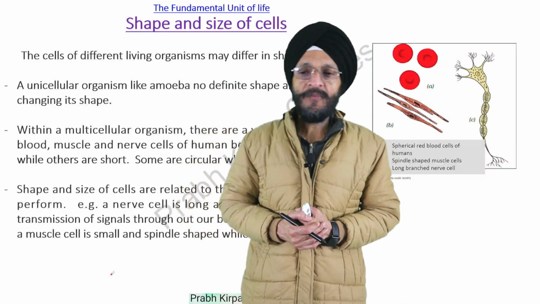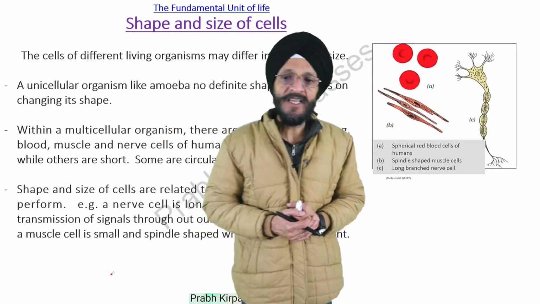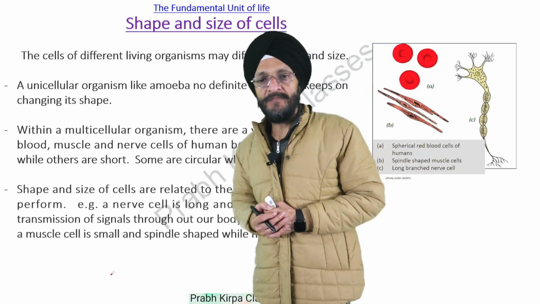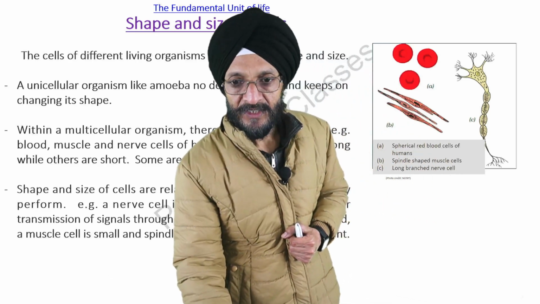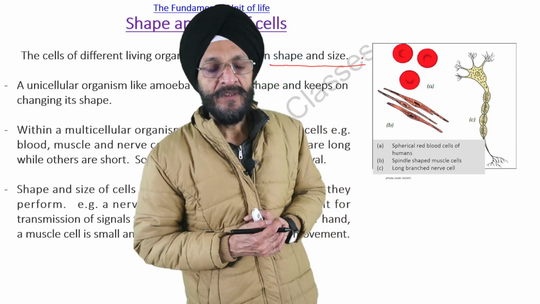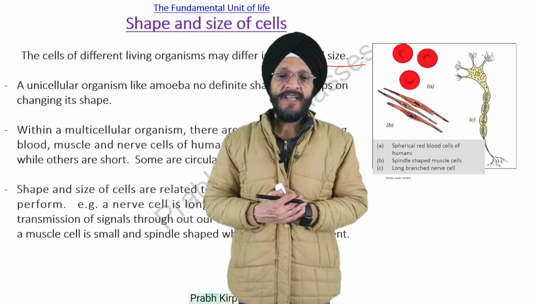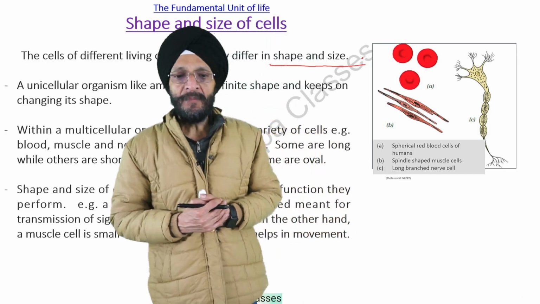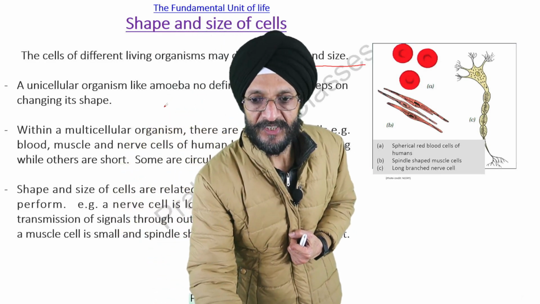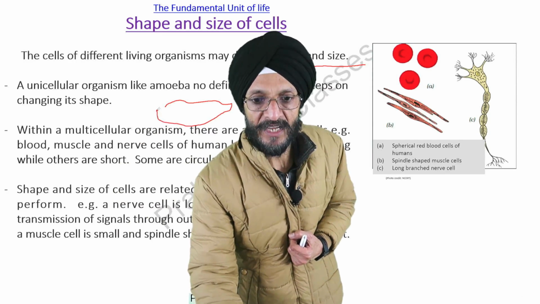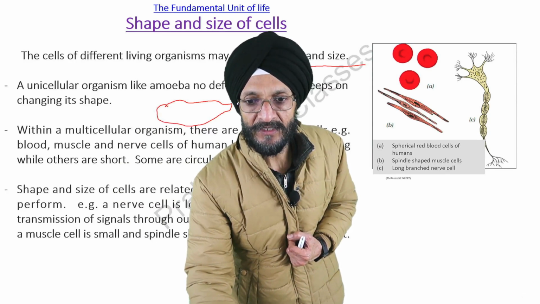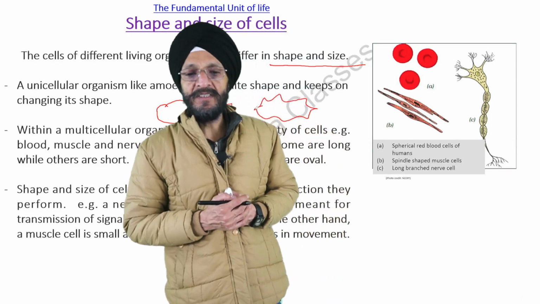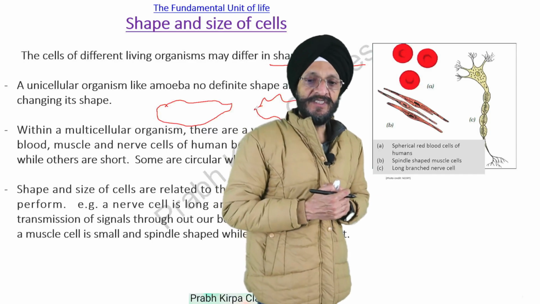Now the topic before us is shape and size of the cells. The cells of different living organisms may differ in shape and size. We have already seen that an example of a unicellular organism is amoeba. Amoeba has no definite shape. Its shape may be just like this at one moment, and at another time its shape may be like this one. It keeps on changing its shape.